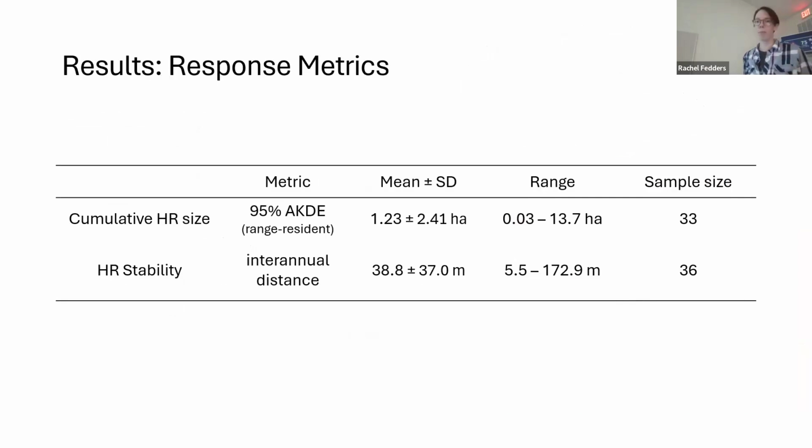Let's start with some super basic results. Mean home range, that AKDE, was approximately 1.2 hectares with a fairly wide range and a fairly broad standard deviation as well. And then stability, so that interannual mean distance, was about 40 meters with also a pretty broad standard deviation and a very broad range. Some of them hardly moved at all, and some of them were moving quite a bit. The differences in sample size, again, are due to that range residency assumption. We had to remove a few females that did not meet that assumption. So that's why these two sample sizes are different.